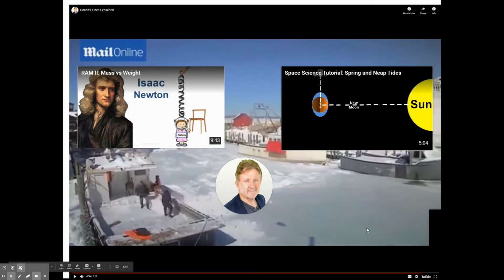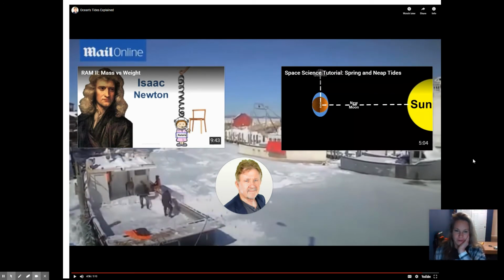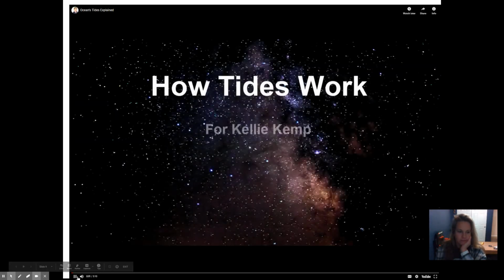All right, so it's pretty cool how it goes. So the Bay of Fundy with the different tidal ranges, it's pretty crazy. Let's see, we don't watch it again.